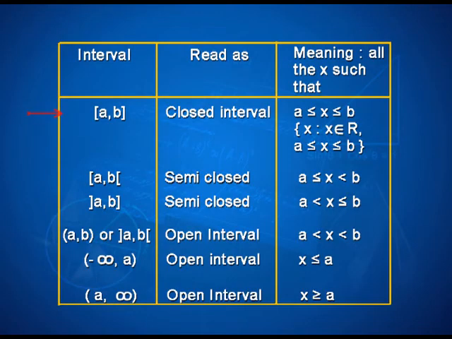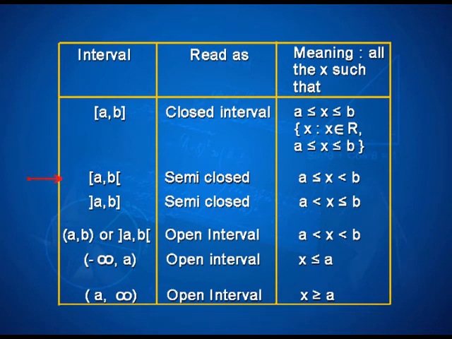Let us see how intervals on a number line would be represented. A comma B with a rectangular bracket is read as a closed interval and includes the points A and B. Therefore, A and B are included in the list of solutions. For example, if we have 2 comma 5 in the closed bracket and we are dealing with integral solutions only, then 2, 3, 4 and 5 would be included in the answer.